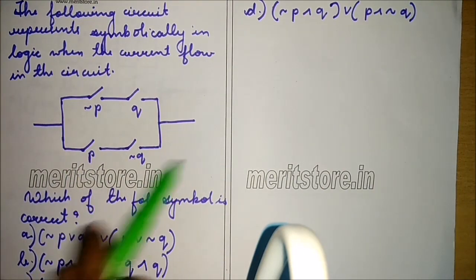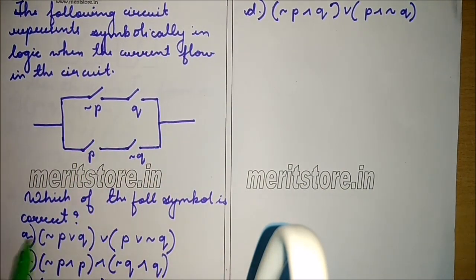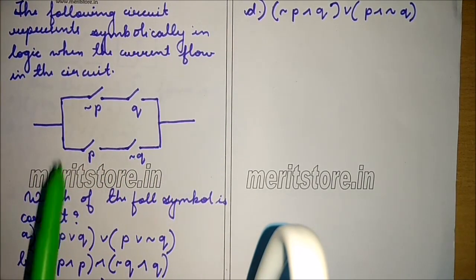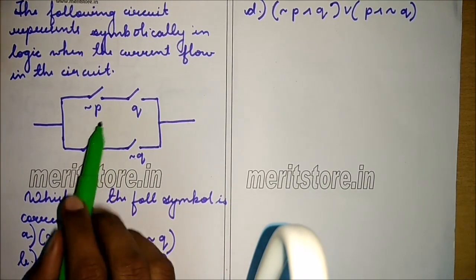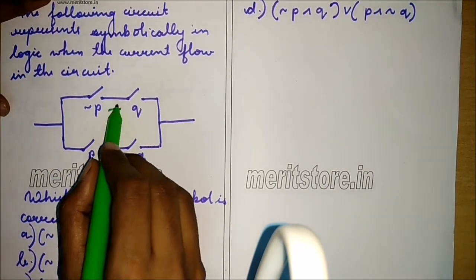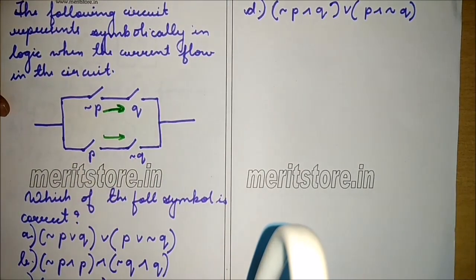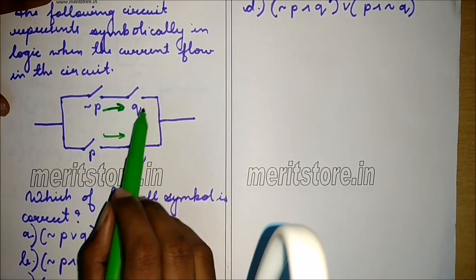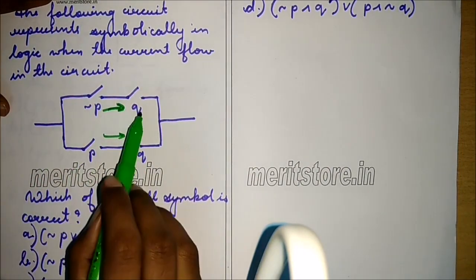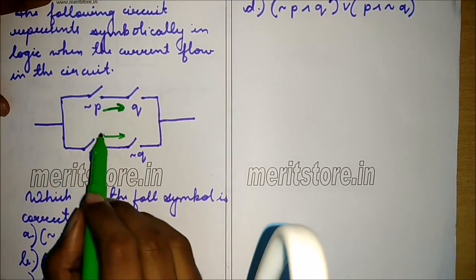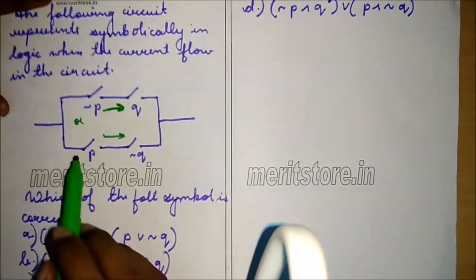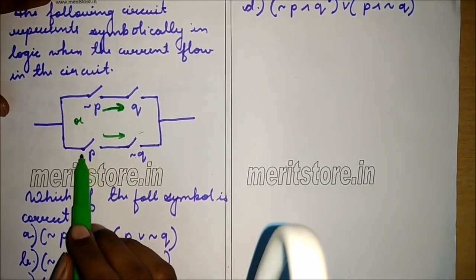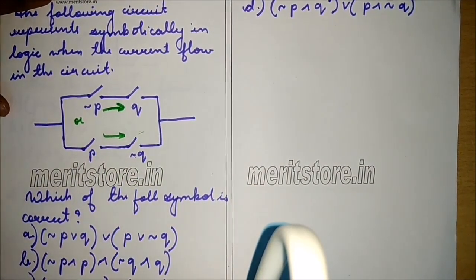So this is the circuit which is given. We have to find the statement which represents the current flow through the circuit. So current will flow through the circuit either from the upper branch or the lower branch. For current to flow from the upper branch, the negation of P switch should be closed and the negation of Q switch should be closed. Similarly, for the current to flow from the lower branch, P should be closed and negation Q should be closed.